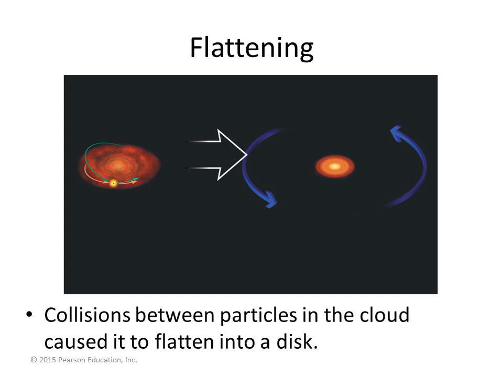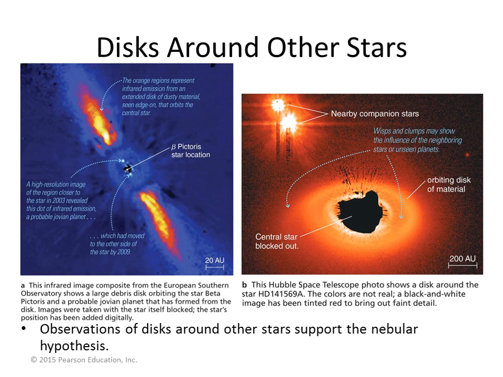As it contracted, the collisions between the particles in the cloud caused it to flatten into a disk. And this, apparently, we've seen in other places in space where the same kind of spinning and flattening is occurring with other younger solar systems. This is a good picture of what's happening.